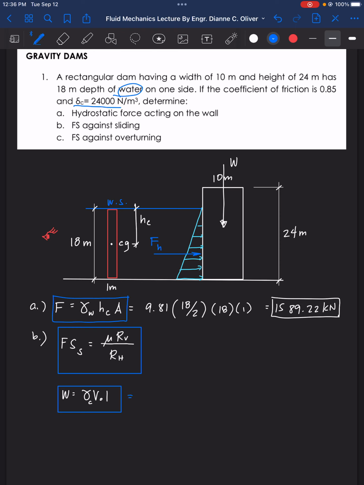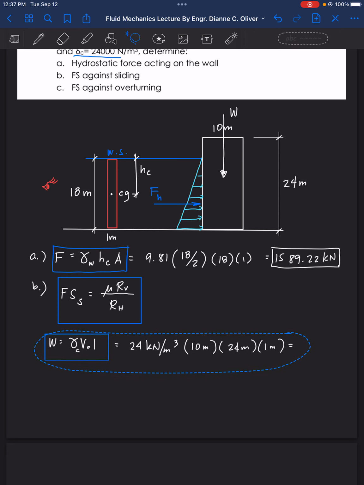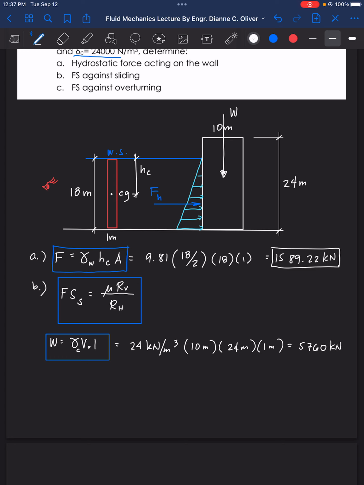So that is equal to gamma of concrete, that is 24,000 or 24 kilonewton per cubic meter, and then the volume, which is 10 meters by 24 meters by 1 meter. So we will consider per 1 meter width. So how much is the weight? So weight now is 5,760 kilonewton.